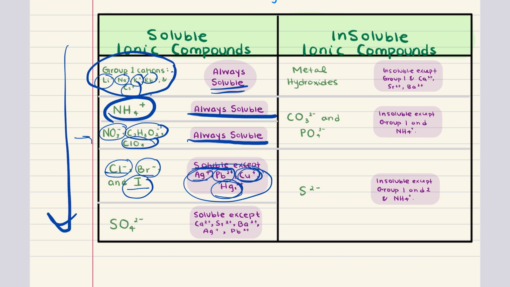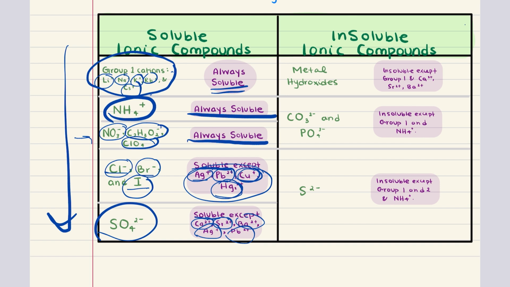And then the last rule here is sulfate. It is soluble except if it's paired with calcium, strontium, barium, silver, or lead, then it is not soluble. Okay, so that is our soluble ionic compound rules.